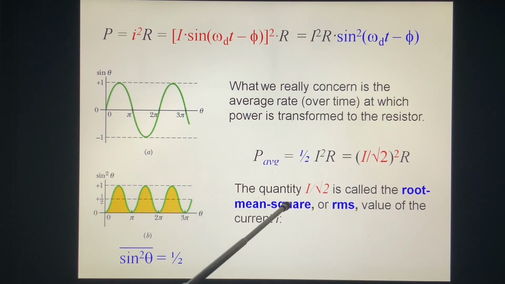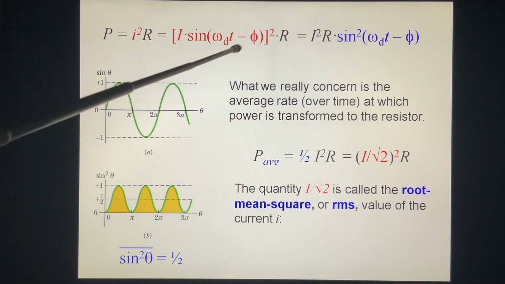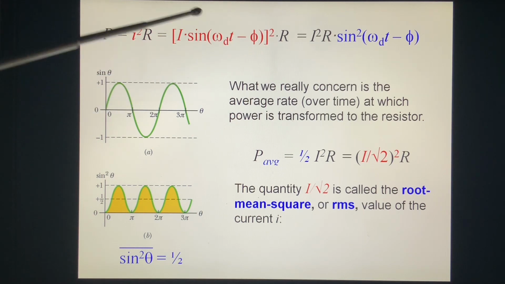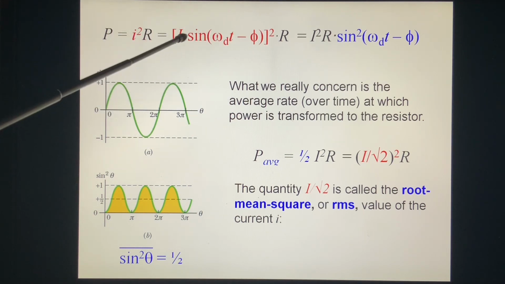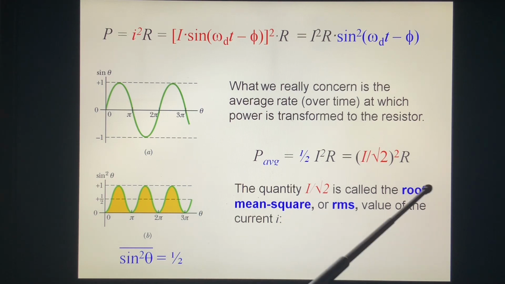First you square I. Then you take the average. You square I, you average over the period, and then you take the square root. So you call it root mean square. What you do is you square first, you take the mean, then you take the root. So this definition is I over square root of 2.